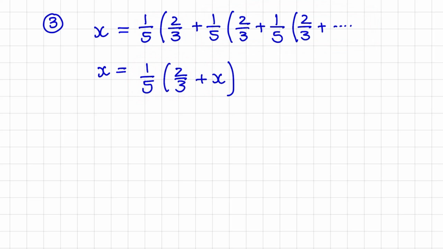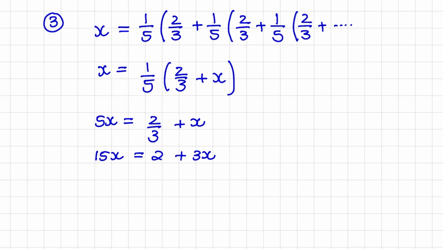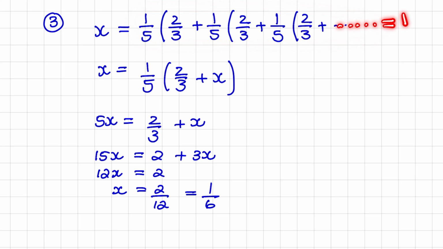Now let us find the value of x. So first I will multiply everywhere by 5, and that will lead to 5x equals 2 over 3 plus x. Next I'll multiply by 3 to get rid of this fraction, and that will be 15x is equal to 2 plus 3x. And when I simplify that, I have 12x equal to 2. And when I solve for x, I have x is equal to 2 over 12 or 1 over 6. So this system, if it continues indefinitely, would be equal to 1 over 6.